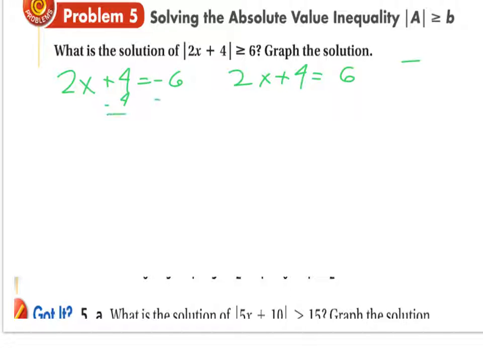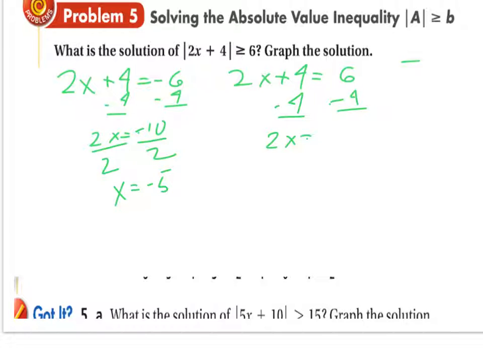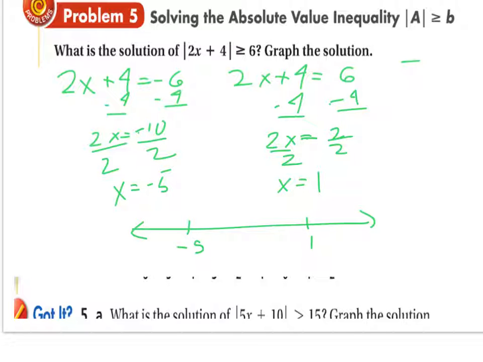So if I subtract the 4 here, I get 2x equals negative 10. So if 2x equals negative 10, then we divide by the 2, and we get x equals negative 5. So that'll be one of our points. Subtract the 4 from both sides here, we get 2x equals 2. Divide by 2, we get x equals 1. So again, we make our number line, negative 5 here and 1 here. 0, again, is in the middle, and again, 0 is not always in the middle, it just tends to be there quite a bit.